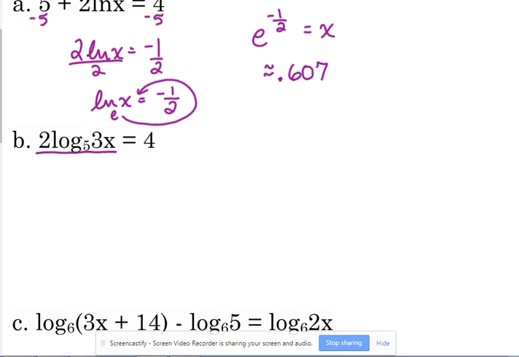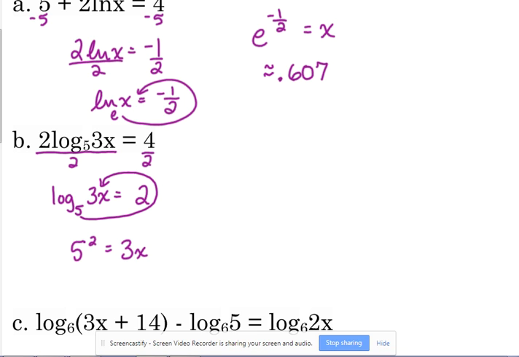Divide both sides by 2. So we get log base 5 of 3x is equal to 2. Then we write it in exponential form, so 5 squared is equal to 3x. Then we're going to divide by 3, so we've got 5 squared is 25, 25 divided by 3 is equal to x.